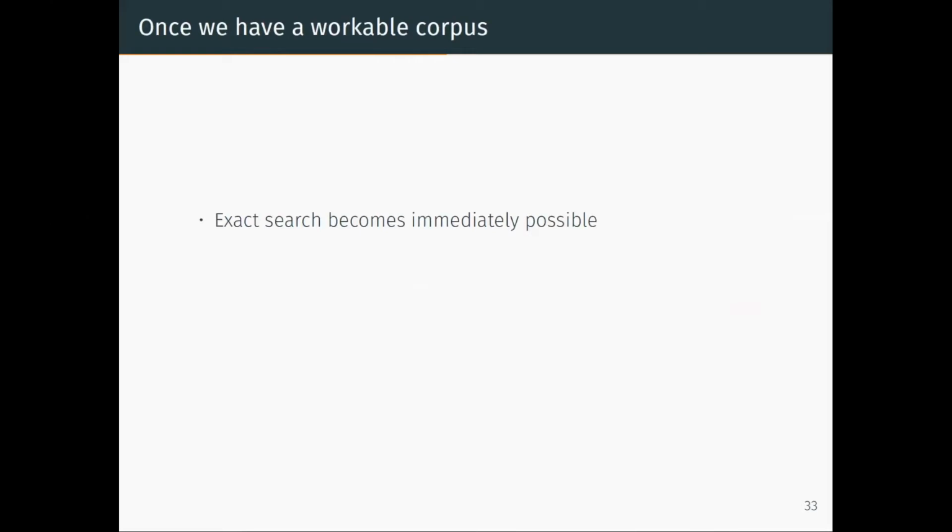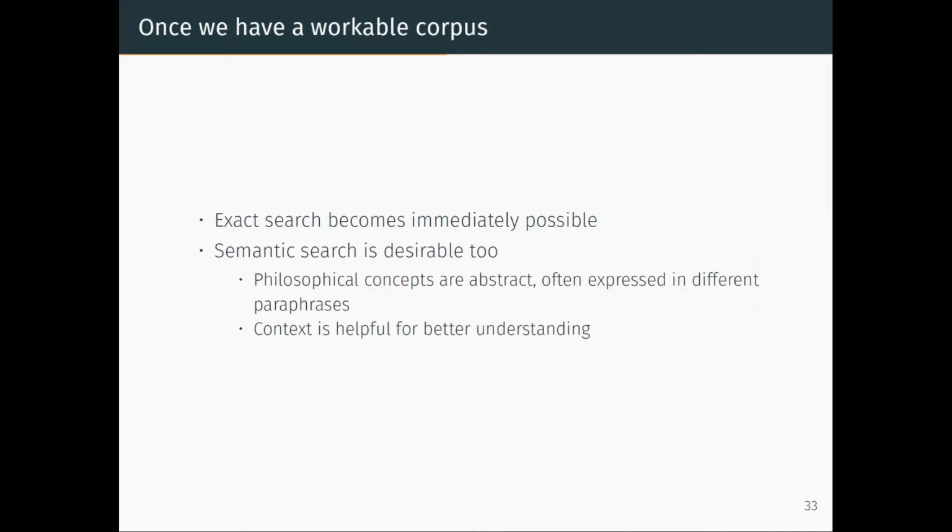How does it work? Okay. Once you have some kind of workable text, you can, of course, do the exact search. That's immediately possible. But you can also desire some kind of semantic search, because philosophical concepts are abstract. They are often expressed in different ways in different parts of the book, and the context is much more helpful for understanding what the author meant at the time.